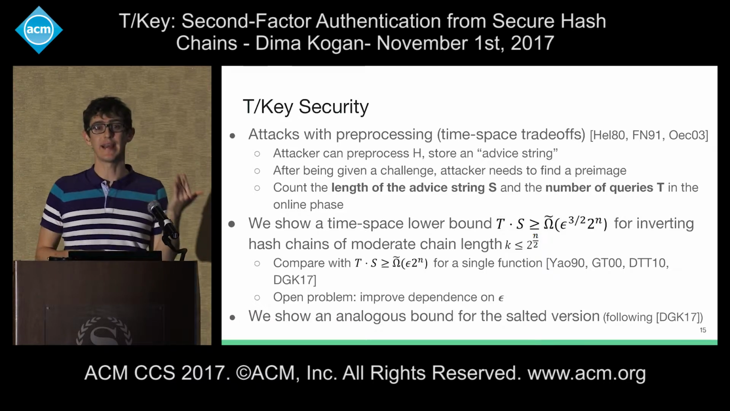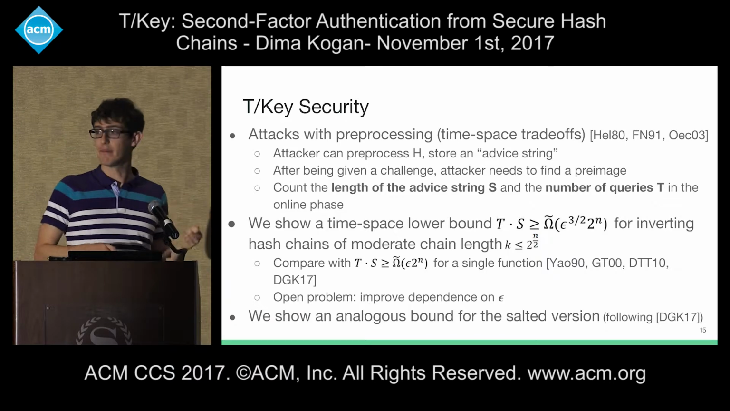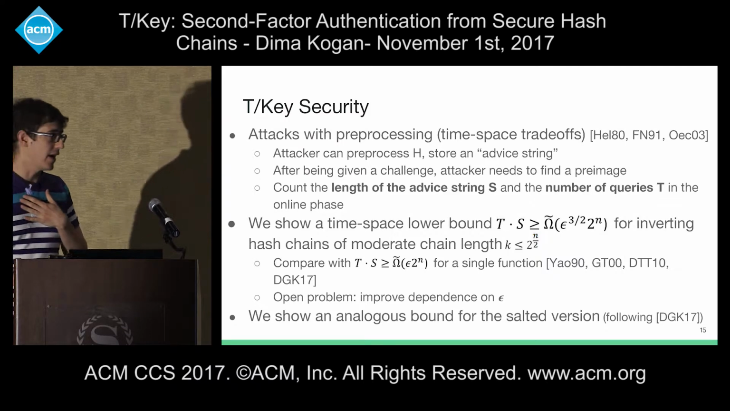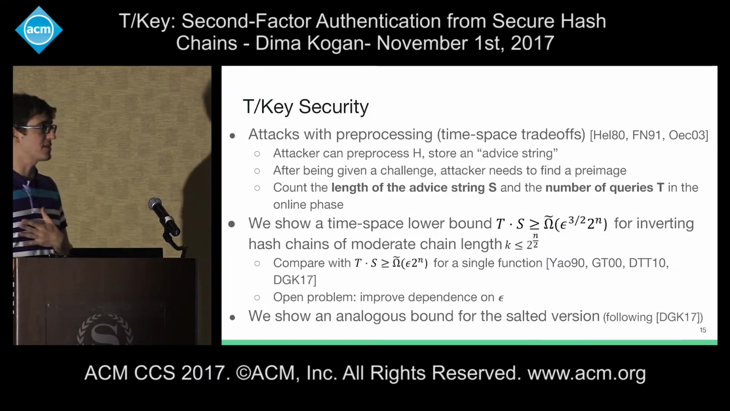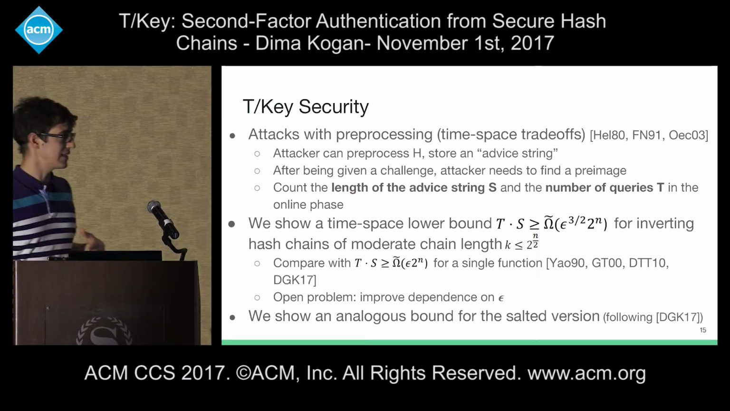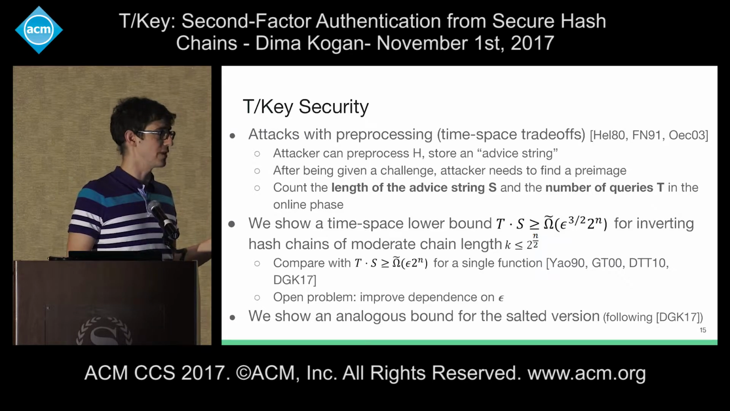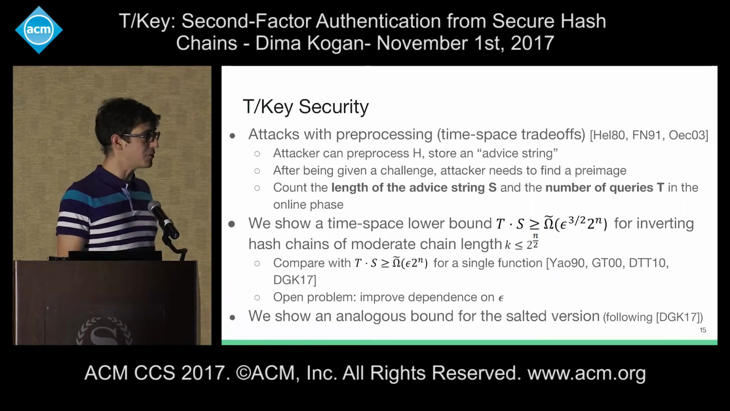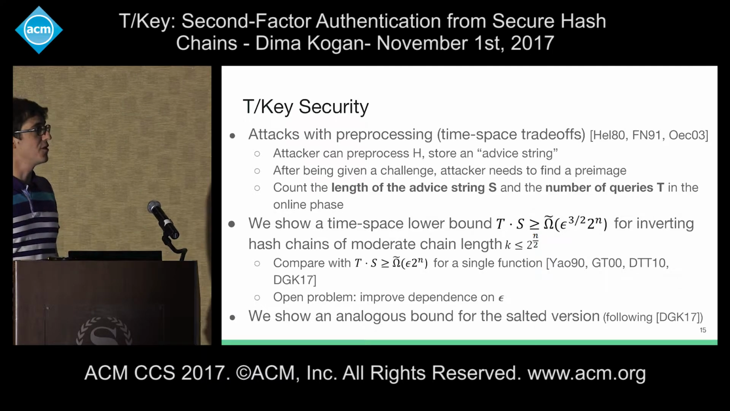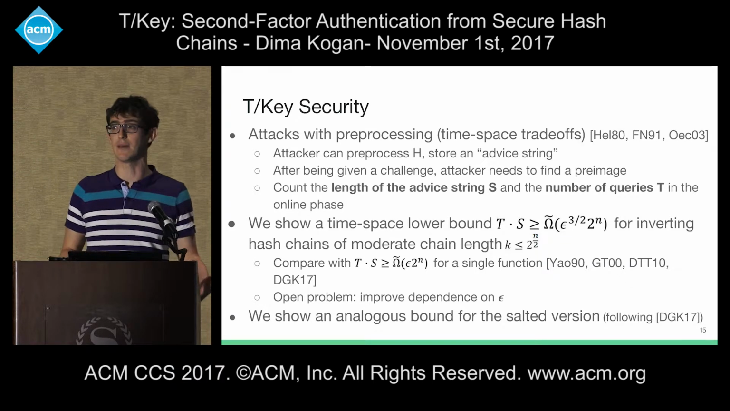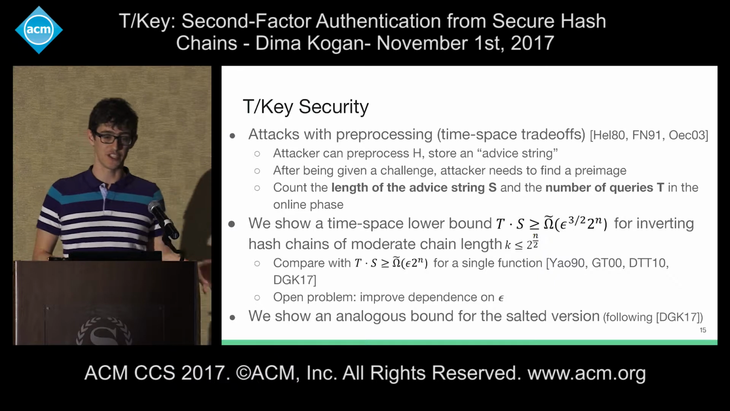And in the second phase, the attacker proceeds as before, namely making random oracle queries to the underlying hash function. And in our work, we show a time-space lower bound of this form for inverting a hash chain of, let's say, moderate chain length up to 2 to the n over 2, which is more than enough for practical uses. And the way to parse this expression is first notice that this expression is independent of k, at least in this parameter regime, which means that the security of the scheme does not deteriorate with the length of the chain.